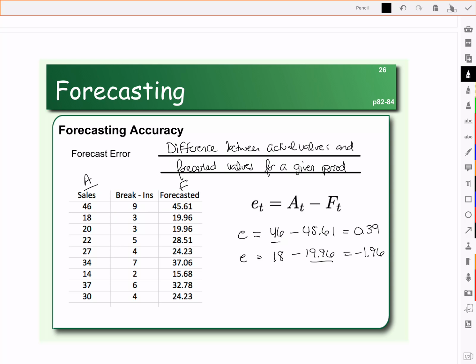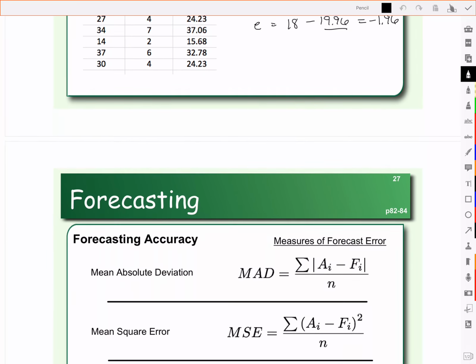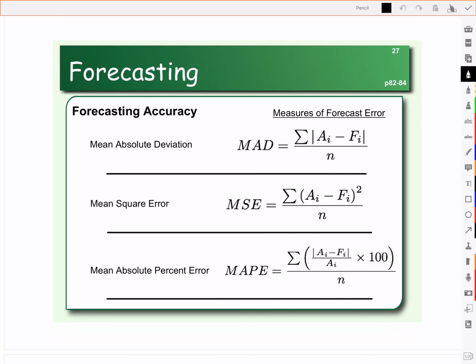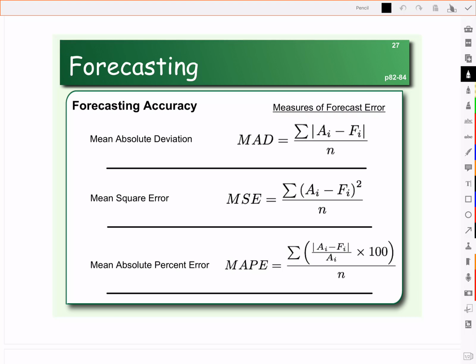Well, we can find the forecasting error for each of our forecasted numbers. What we really want to know is how well the overall model works. Not just how well we did on one point, but how we did overall. And so we have methods for measuring forecasting accuracy. The first one is called a mean absolute deviation.